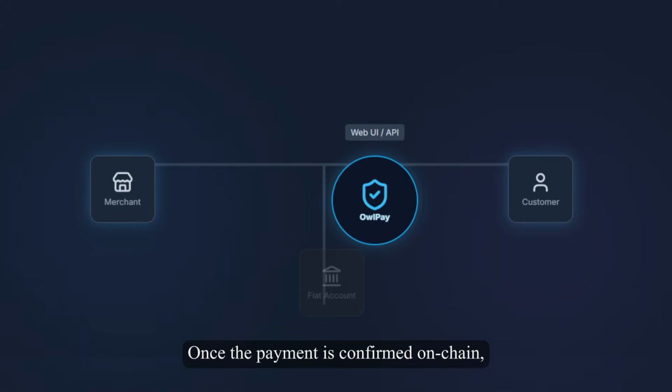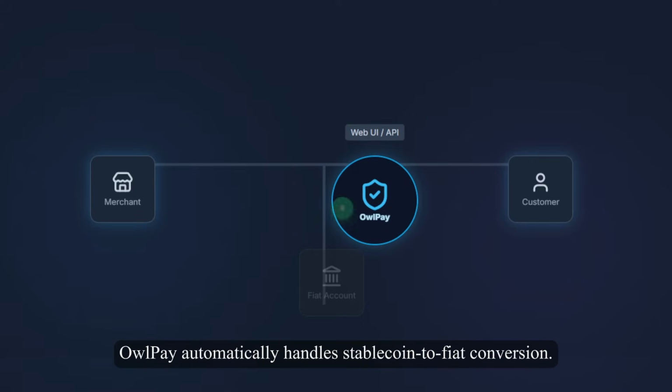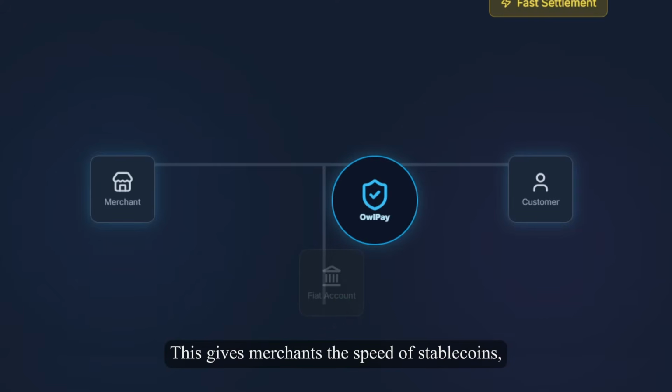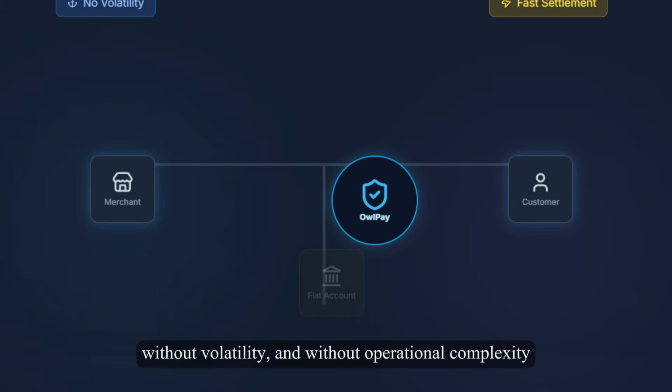Once the payment is confirmed on-chain, OwlPay automatically handles stablecoin to fiat conversion. Funds are settled to the merchant's account within 24 hours. This gives merchants the speed of stablecoins without volatility and without operational complexity. Stablecoins function purely as a payment rail, not a treasury asset.